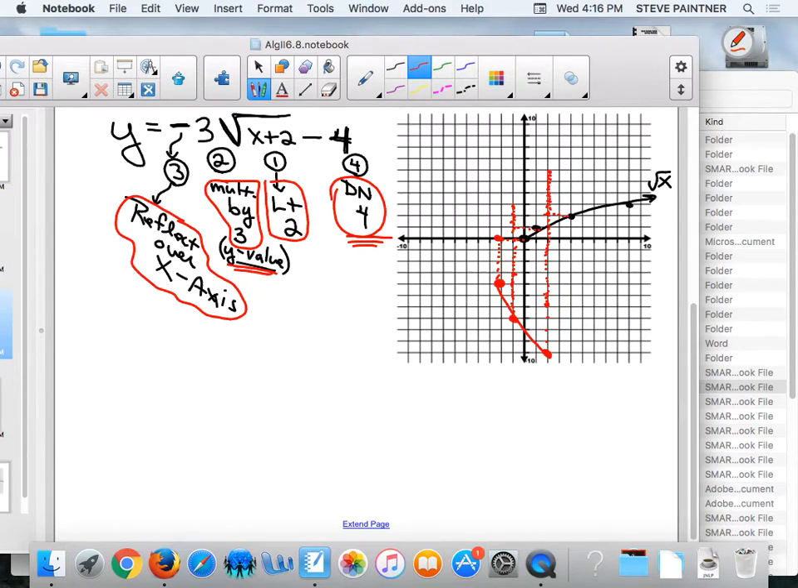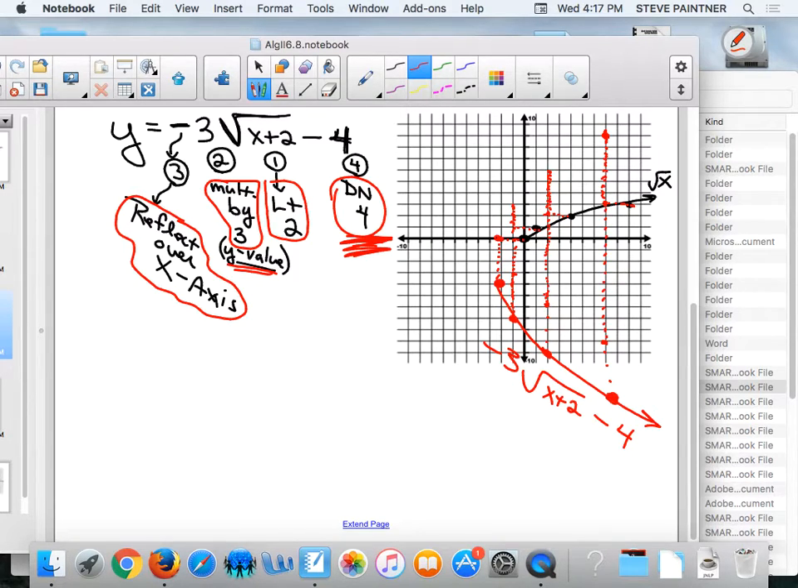Last one, left 2. Your y value is 3. Triple it. You'd be at 9. Go down now and reflect 9. Well, if you reflect 9, you're way down to -9. But then you still got to go down 4. 10, 11, 12, 13. There it goes. And that becomes your new function, -3 times the square root of x plus 2, minus 4.